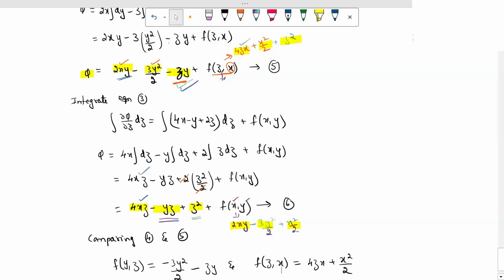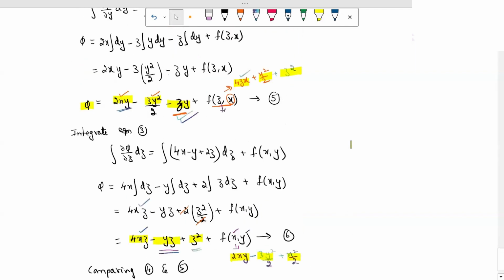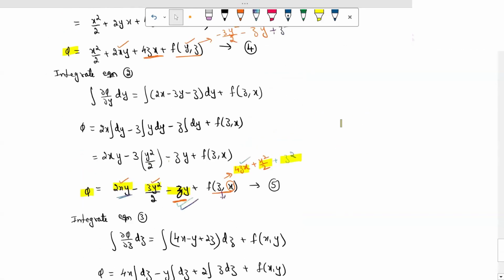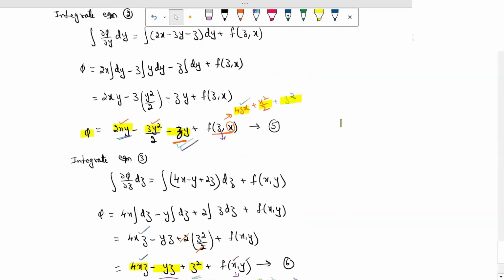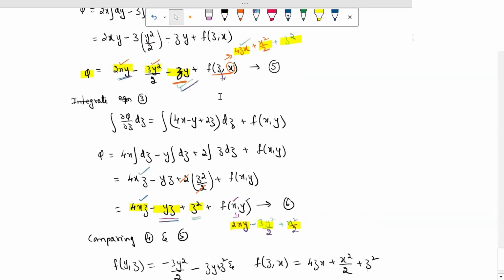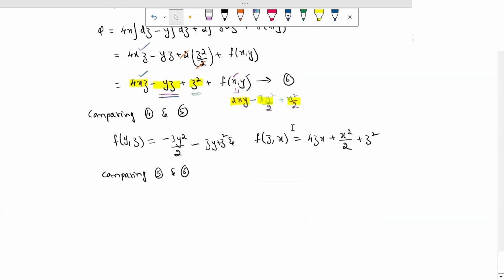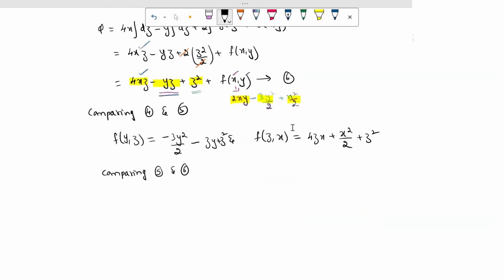Now if you try to compare, one additional term has to be added for zx. What is the additional term we'll be adding? Plus z square for both. So plus z square for this also you have to add, plus z square for this also. Now comparing equation 5 and 6, I've already written zx, so there is no need to write zx once again. I'll only write down f of x comma y. So what is that? It is 2xy minus 3y square by 2 plus x square by 2.